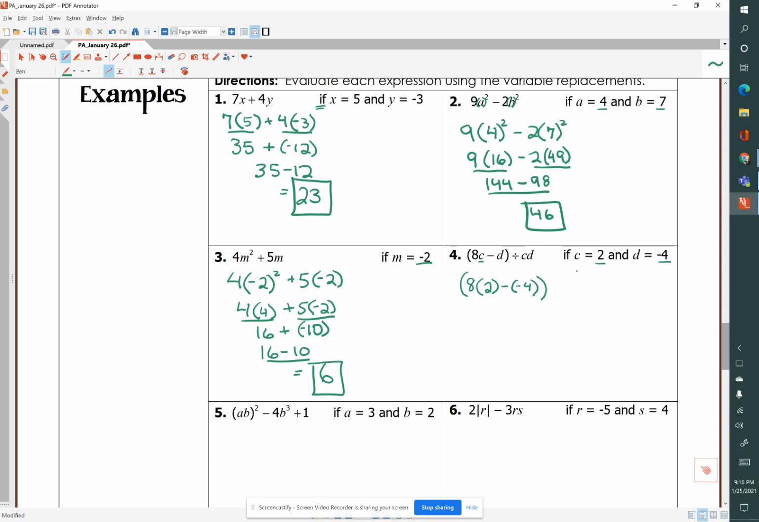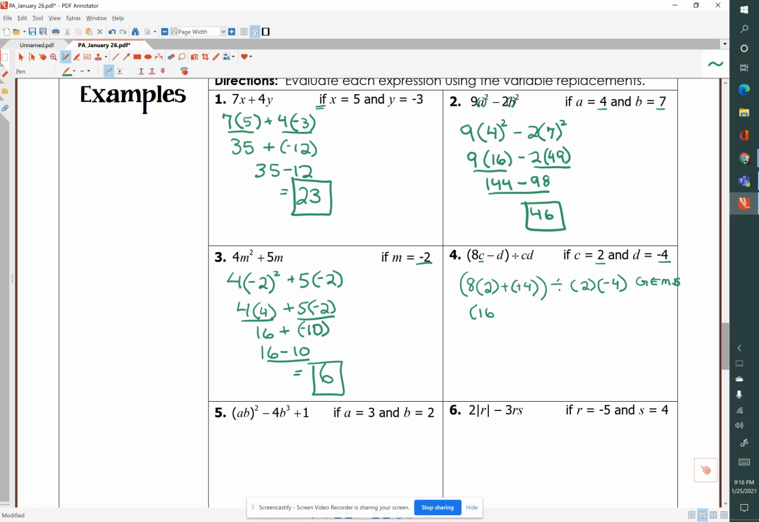Okay, so now we have double parentheses there. Now all of that is divided by C, which is 2, times D, which is -4. So where I'm going to start first is going left to right with the multiplication here within these grouping symbols. Remember, grouping symbols first, exponents, multiplication and division before subtraction and addition. So I've got 8 times 2, which is 16. Now, minus a -4 is +4.